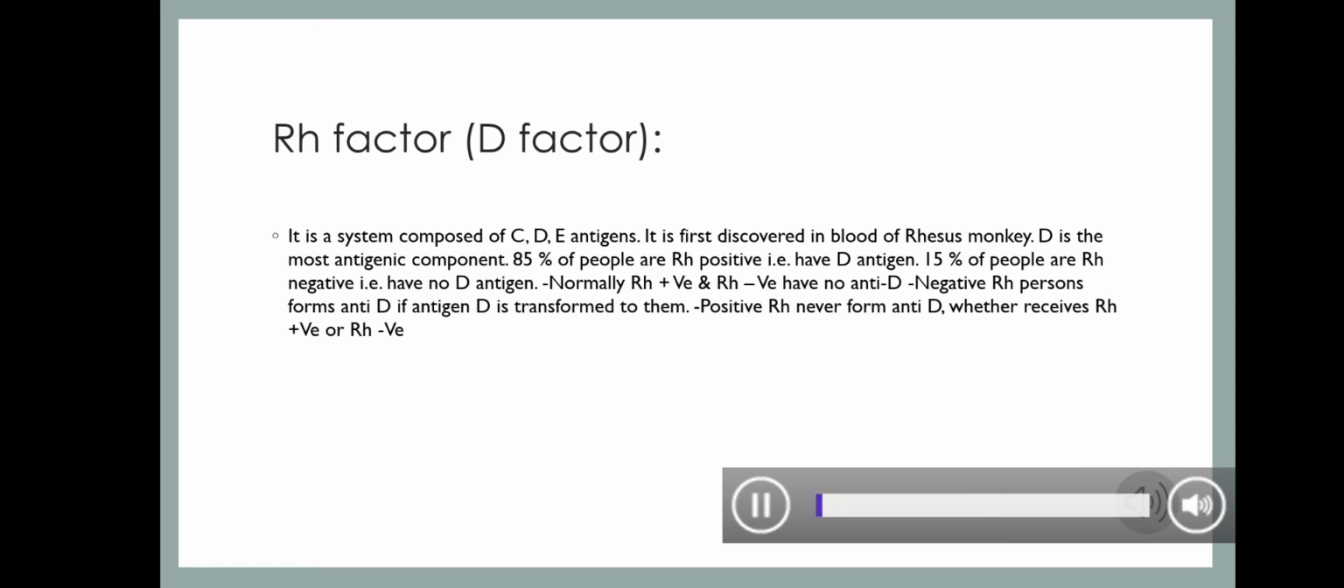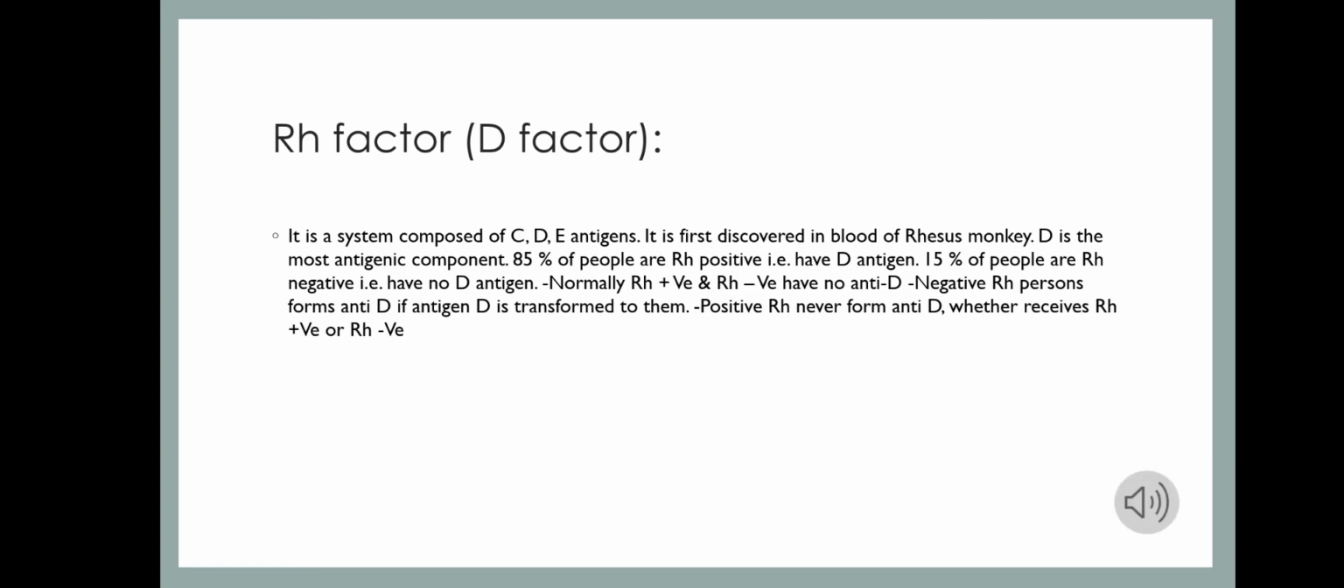Hello, I'm Reem Salah and I'm going to discuss RH factor, also known as D factor. RH factor antigenic components are C, D, and E antigens. D is the commonest antigen, which was first discovered in rhesus monkey.